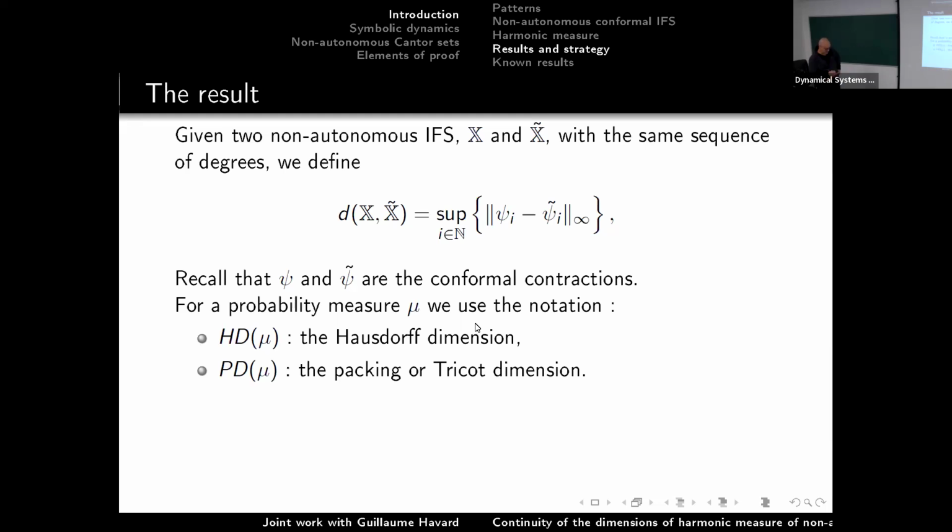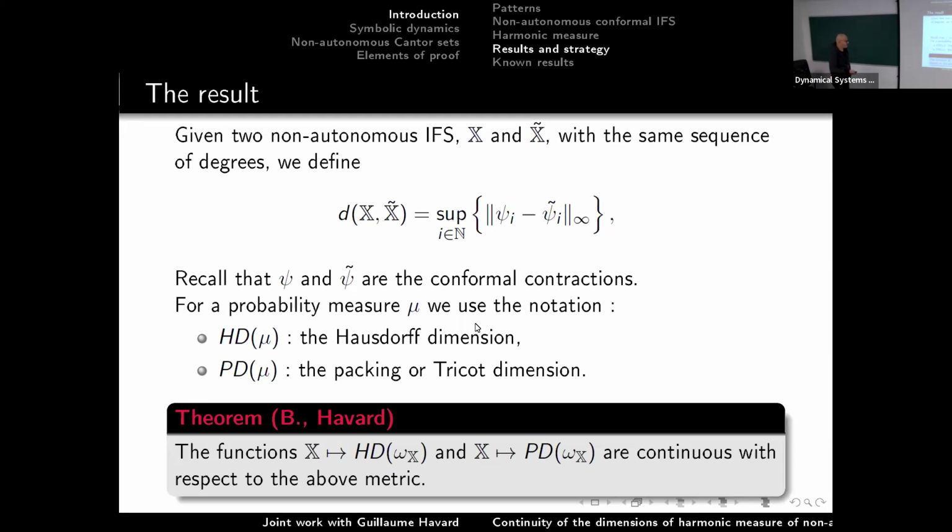Usually also, terminology: Hausdorff dimension, Packing dimension. And then the theorem I propose is the following: with this metric, the dimensions of the harmonic measures that go with the set X are continuous. That is, if X and X tilde are close, the dimensions of the harmonic measures, both dimensions, will be close. I don't know if I have more than just continuity.